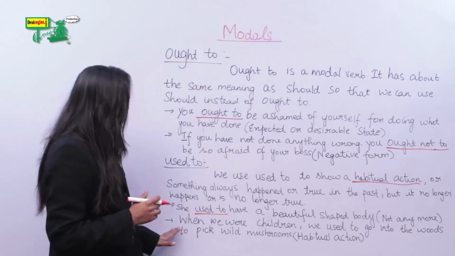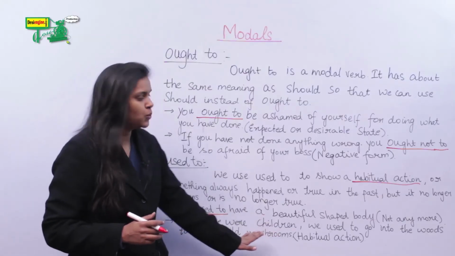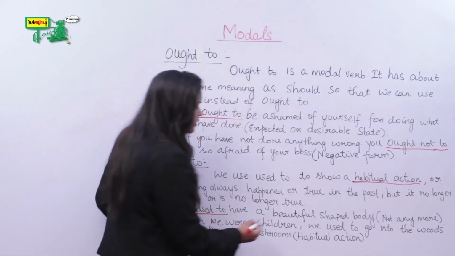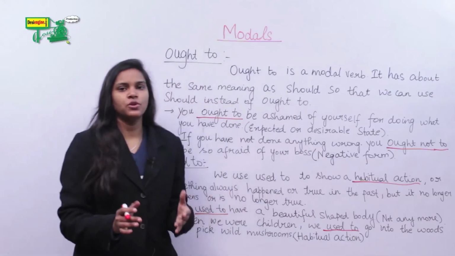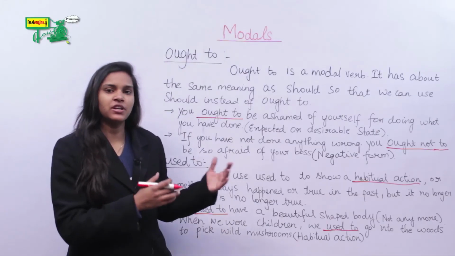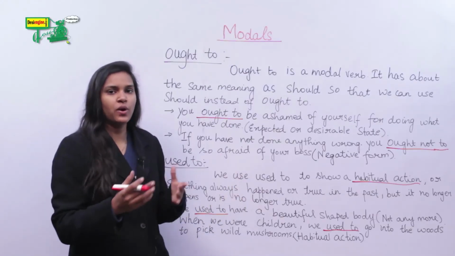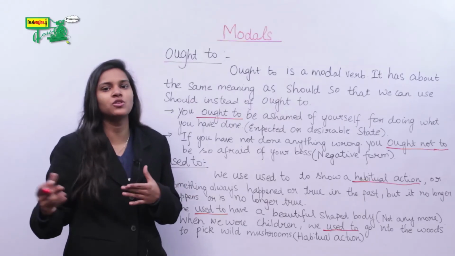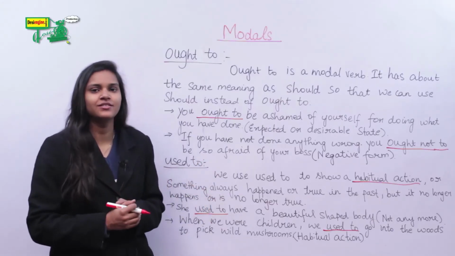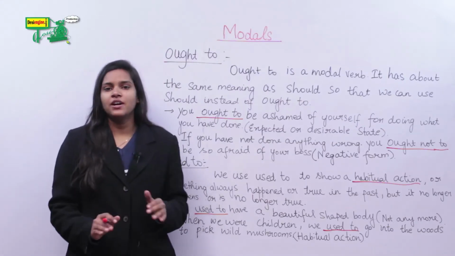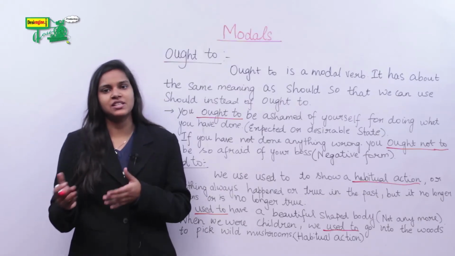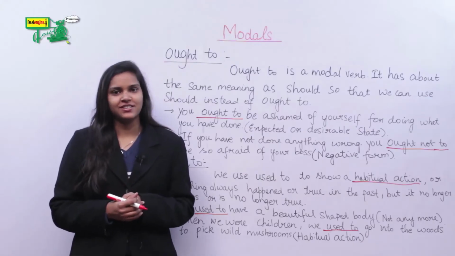Next sentence. When we were children, we used to go into the woods to pick wild mushrooms. Here, used to functions as a habitual action. That is, when we were kids, we used to go into the wilds to pick up mushrooms. It shows a habitual action that the children used to do when they were kids. So we have learned the different kind of modal verbs and their usage with example sentences. Meet you again in the next class.